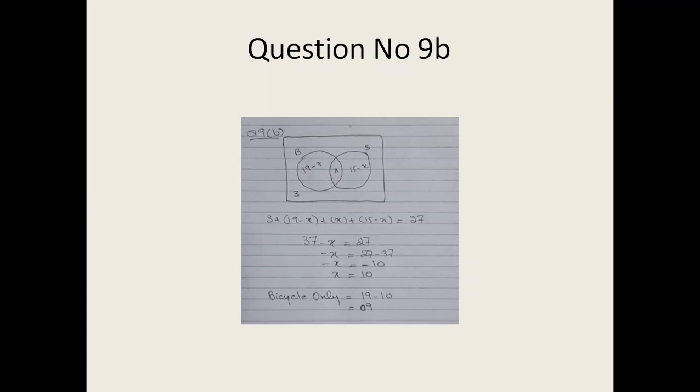When I add all this information, that will be 3 plus 19 minus X plus 15 minus X, and that will be 27. So it becomes 37 minus X equals 27. So minus X equals 27 minus 37, which is minus 10. So X equals 10. So the bicycle only value will be 19 minus 10, and that will be 9.